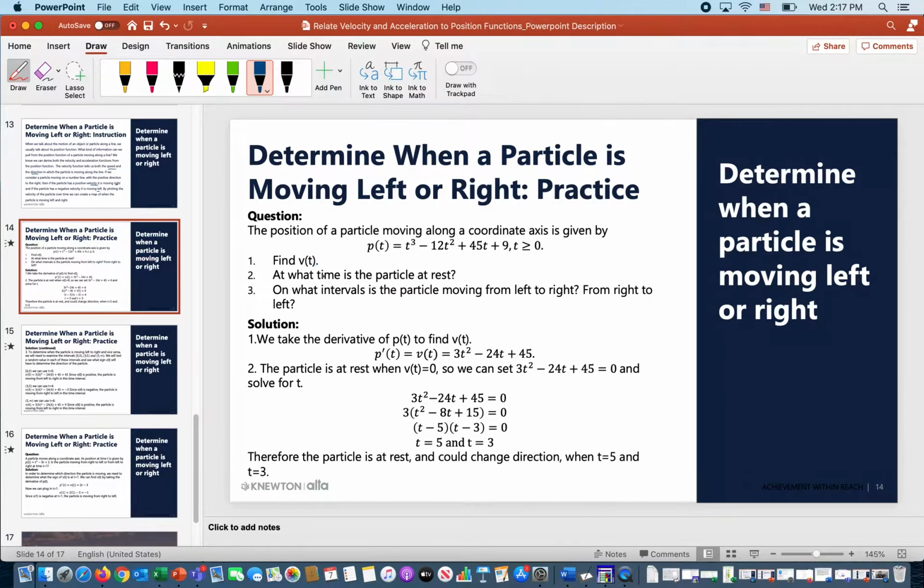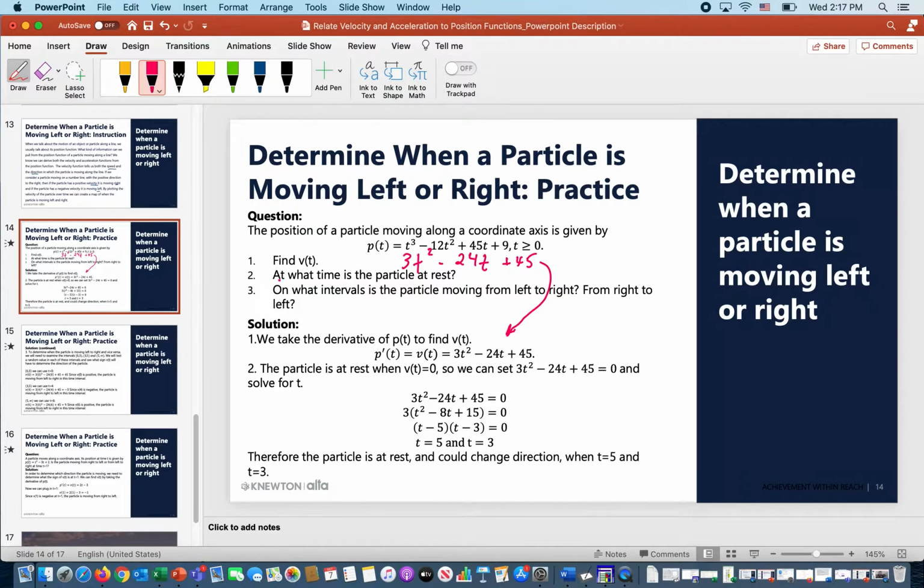If we want v of t, we all know that we're going to take the derivative. So the derivative of t to the third is 3t squared. These are our favorite type of derivatives. They're fairly easy, right? Plus 45. So this is that velocity function. You can see it down here.